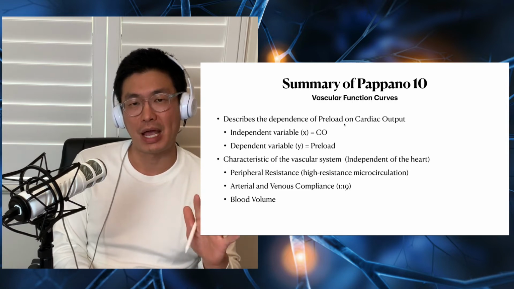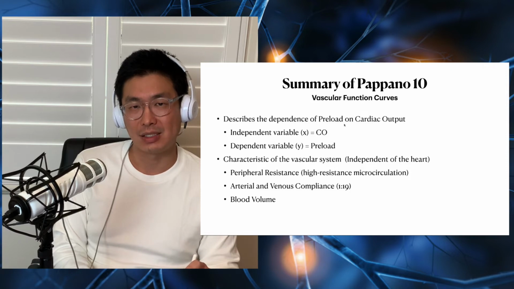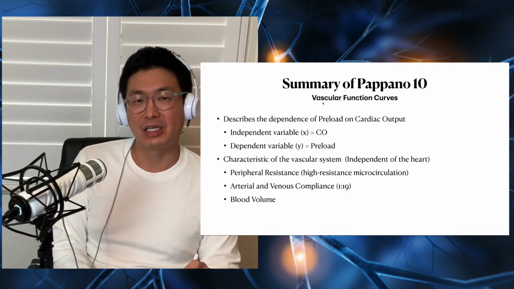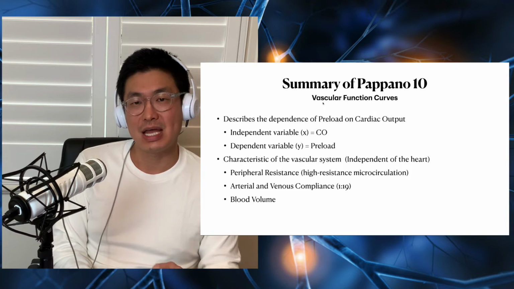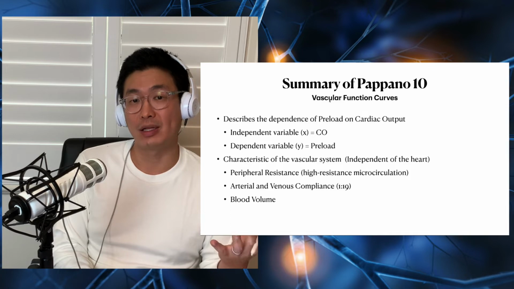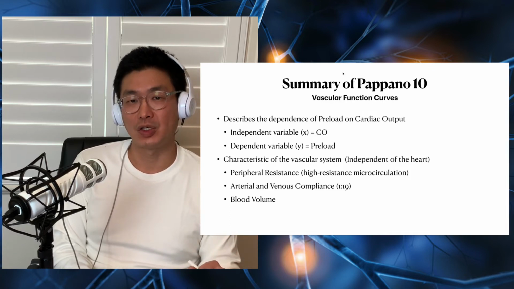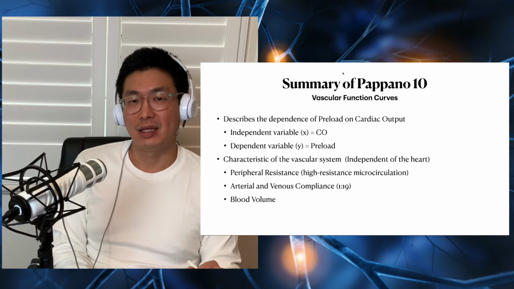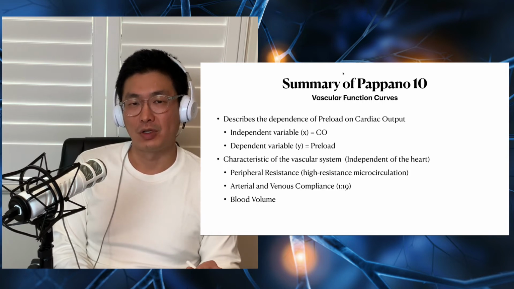So that means that your dependent variable, preload, is on the y-axis, and your independent variable, cardiac output, is on the x-axis. And this is characteristic of the vascular system, independent of the heart. It's affected by your peripheral resistance, your arterial and venous compliance, and the ratio that they give is that your arterial compliance is 1/20th that of your venous compliance, so the ratio is 1:19. And then the third thing that affects it is blood volume.